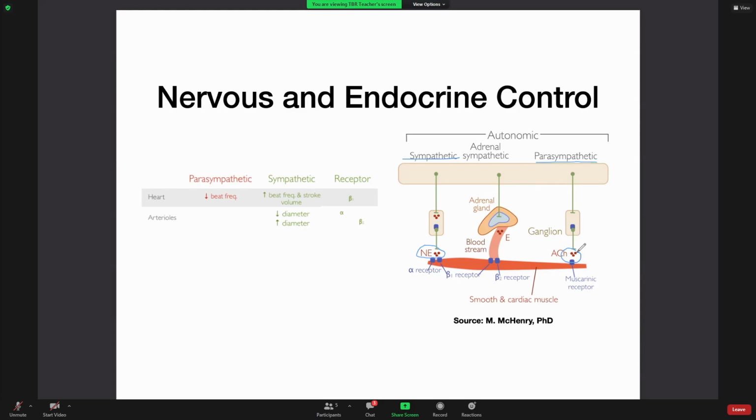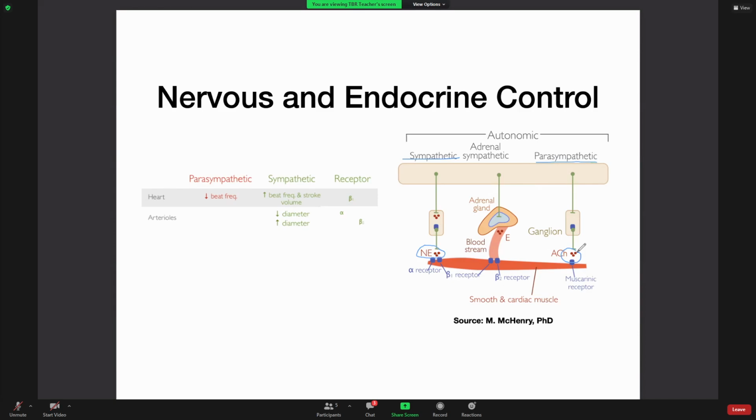It's going to increase beat frequency and stroke volume. And if you expose the heart to acetylcholine, which is the parasympathetic neurotransmitter, it would do parasympathetic effects. It would slow it down. And so based on just knowing what the parasympathetic and sympathetic nervous system neurotransmitters are respectively, you can get a sense for what it's going to do.